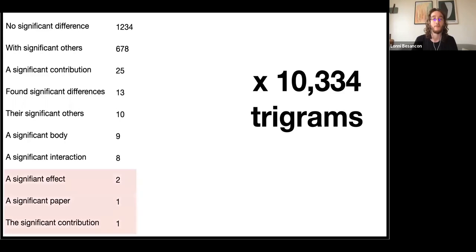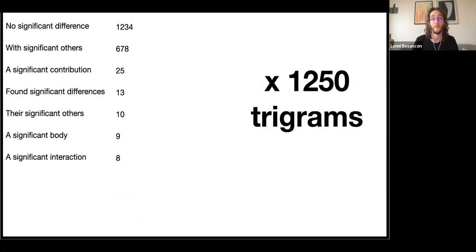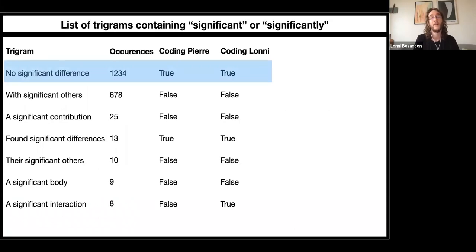I think the total is more than 10,000. And we decided to remove all the ones that occurred less than 3 times, to try to reduce the number of trigrams we had. That brought us a list of about 1,250 trigrams that we then decided to code manually, Pierre and I. The idea was to code whether the trigram was about statistical inferences.